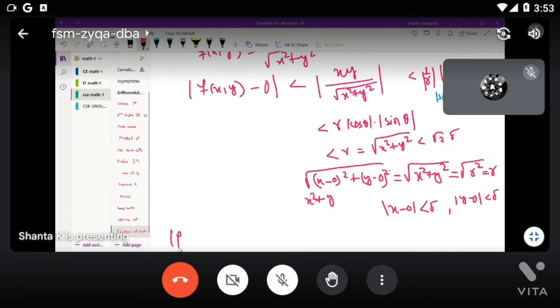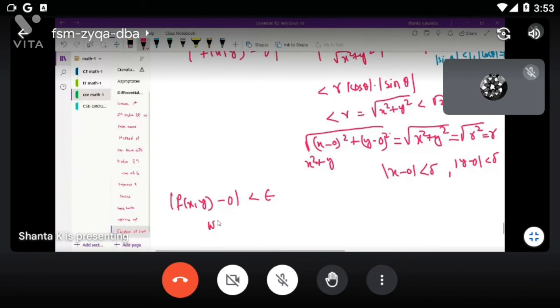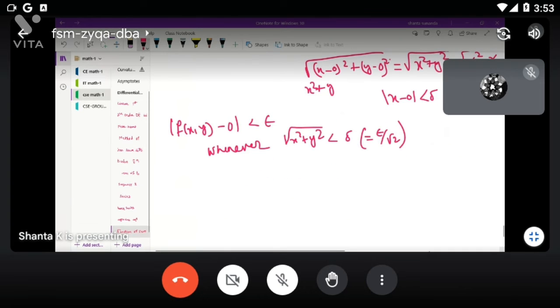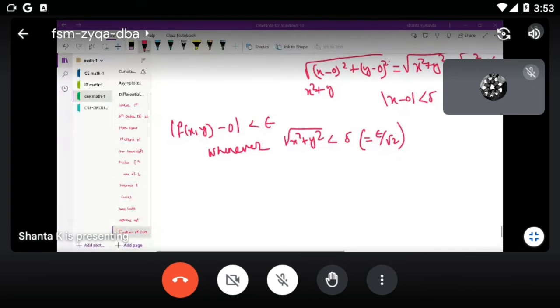So you can say here f of xy minus 0 is less than epsilon whenever the root of x square plus y square is less than delta, and this delta you can consider as equal to epsilon by root 2. Okay, you can consider root 2 delta as epsilon, and delta is epsilon by root 2. This delta will be dependent on epsilon. So now you understand what is the epsilon delta form.